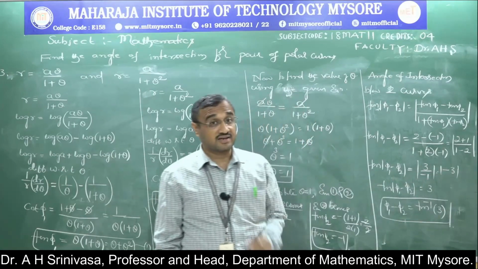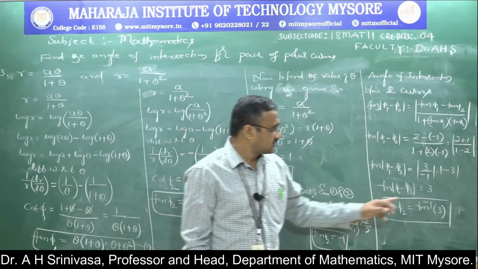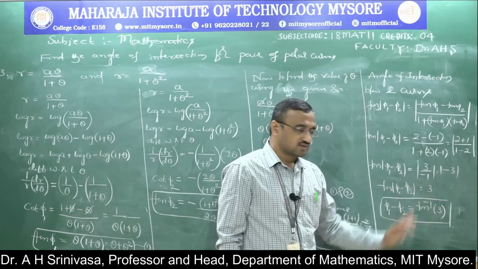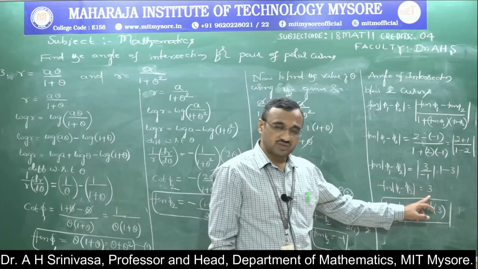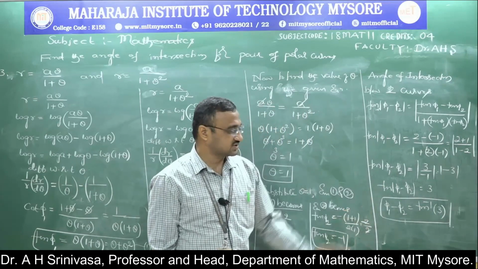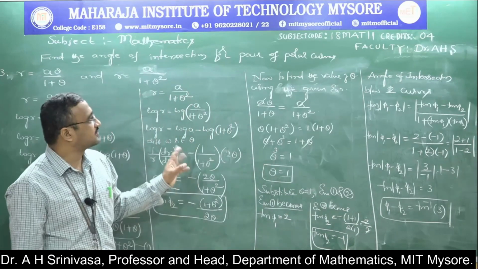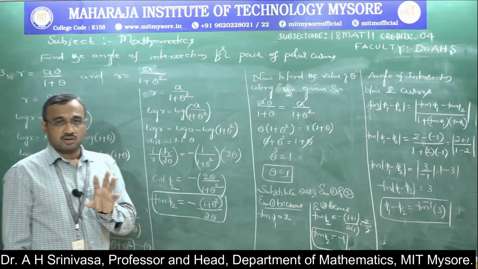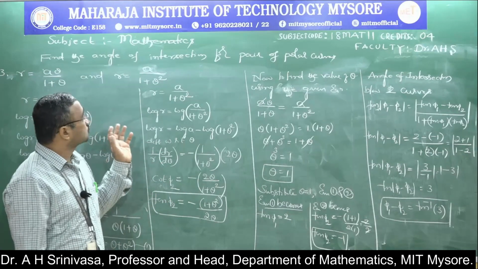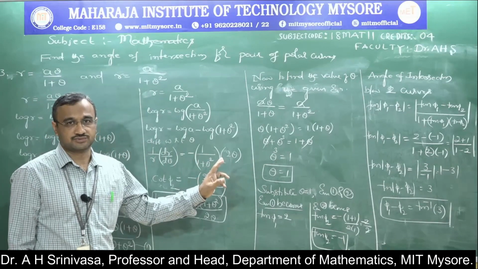We are considering only the absolute value. Your negative also becomes a positive. So finally we are getting 3. If you transfer the tan term to the right hand side, it becomes an inverse function. The angle phi 1 minus phi 2 is tan inverse of 3. Okay, so this completes the problem, how to find the angle of intersection between a pair of two curves.